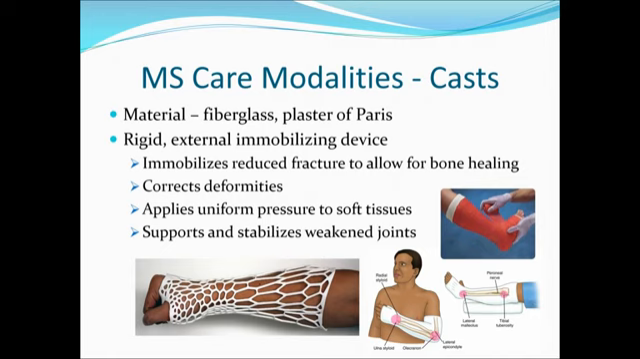This is helpful for correcting deformities, and it gives uniform pressure to all the soft tissues, supporting and stabilizing those weakened joints. Now, how long a cast stays on really depends on the patient. It has to do with how quickly that bone is going to heal. Typically in our younger population, our kids, those bones tend to heal pretty quickly. Older adults, it might take a little bit longer.